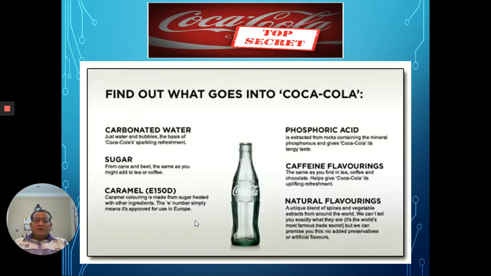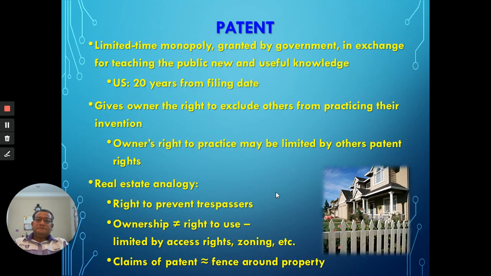Top secret like Coca-Cola. So basically the recipe contains carbonated water, sugar, caramel, code E150D, some phosphoric acid, caffeine, flavorings, and also natural flavoring. So this recipe of Coca-Cola has become public, and you can get the actual recipe in terms of content at the United States Patent Office. Patent. So the third category of intellectual property is patent.